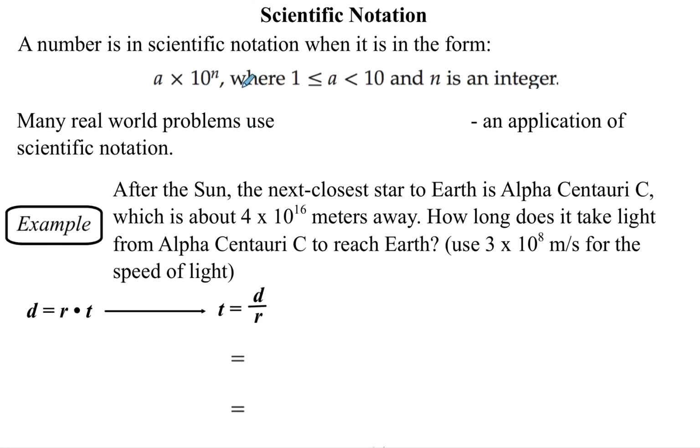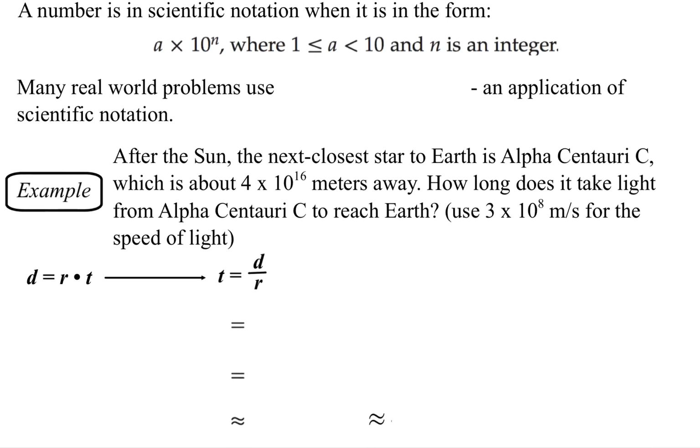And then scientific notation. I know this is a review for you. I know we've talked about this. A number is in scientific notation when it's in the form given here, where you have a number times a power of 10. This number has to be between 1 and 10. It has to be bigger than 1 but less than 10. And n has to be an integer, meaning a positive or negative whole number.